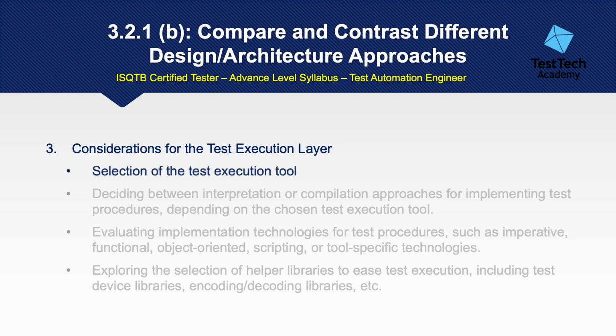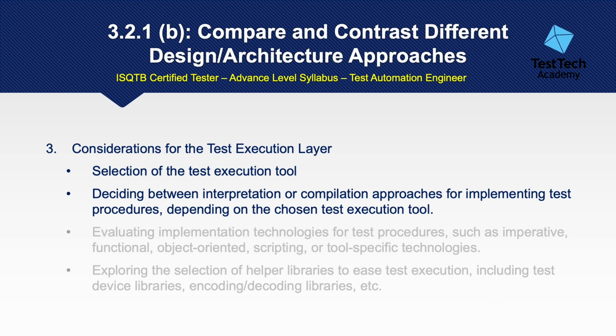The first one is test automation engineers must make critical decisions regarding tool selection, implementation approach, and technology choices. The selection of the test execution tool is paramount as it directly impacts the efficiency and effectiveness of test execution activities. Next one is, depending on the chosen test execution tool, test automation engineers must decide between interpretation and compilation approaches for implementing test procedures. This choice often depends on factors like tool capabilities and performance requirements.